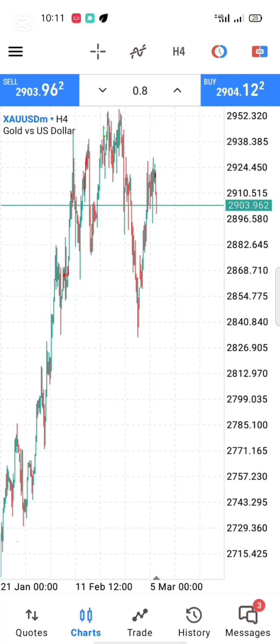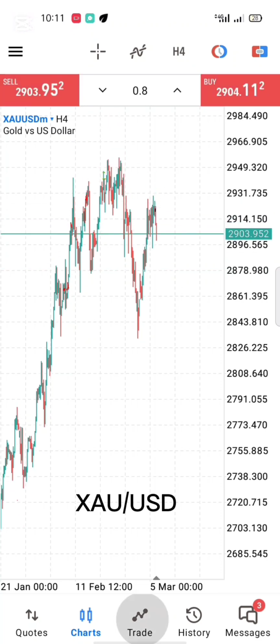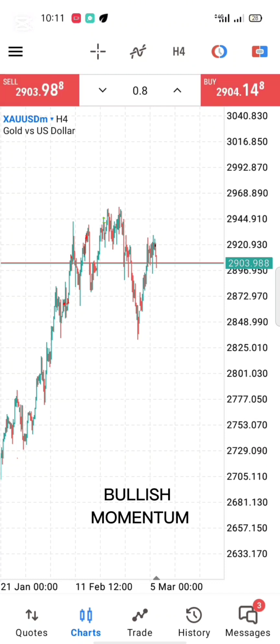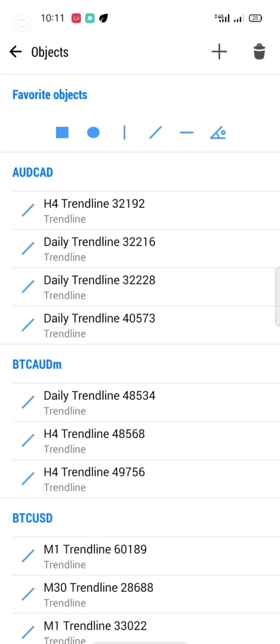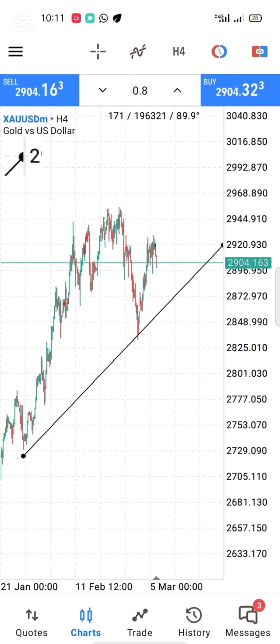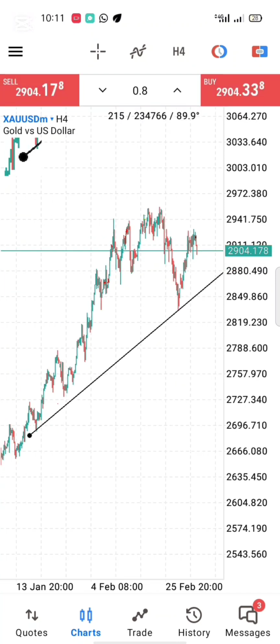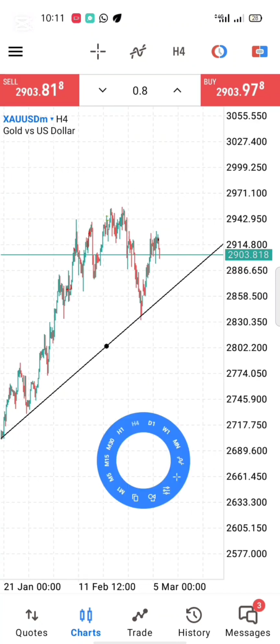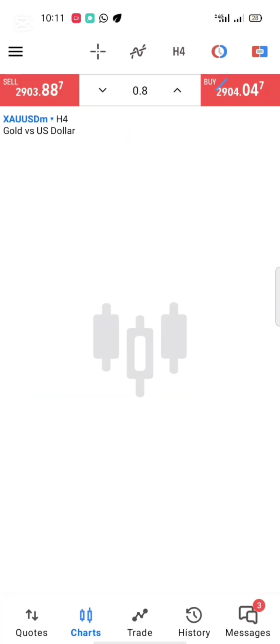If you watch, you can see this is XUSD, and currently this trade is on a bullish momentum. At this point, you can see the trade is creating some bullish momentum and buying to the upside. The overall momentum is for the trade to buy to a mighty height.